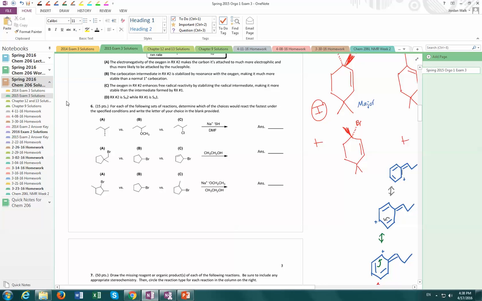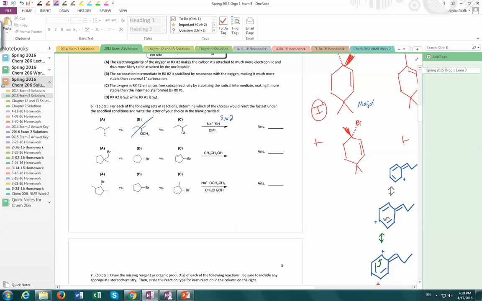Okay, so for each of the following sets of reactions, determine which of the choices would react the fastest. Okay, so let's see. In this case, we can look at our reagents. Our reagent is negative SH, indicating that we could go through an SN2. We've got a great nucleophile. And so if we have a nucleophile that would love to go through an SN2 reaction, do we have anything on the left side that really wants to go through an SN2? C and A. Yeah, so C and A both would.